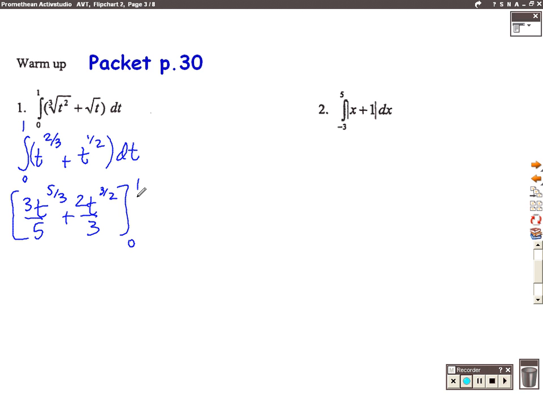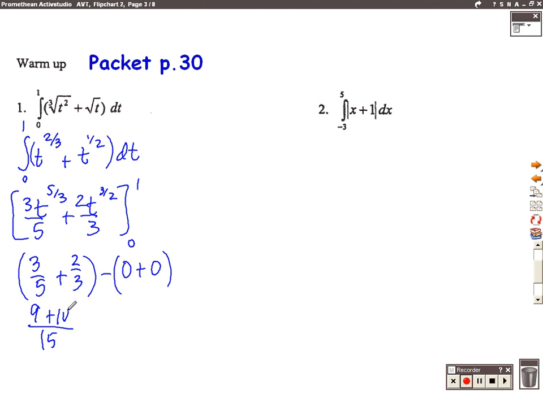And so when I substitute 1, I'll get 3/5 plus 2/3, and when I substitute 0, I'll get 0 plus 0. So my common denominator will be 15, and that will give me 9/15 plus 10/15 for a total of 19/15. Okay, hopefully you find that to be an easy problem.